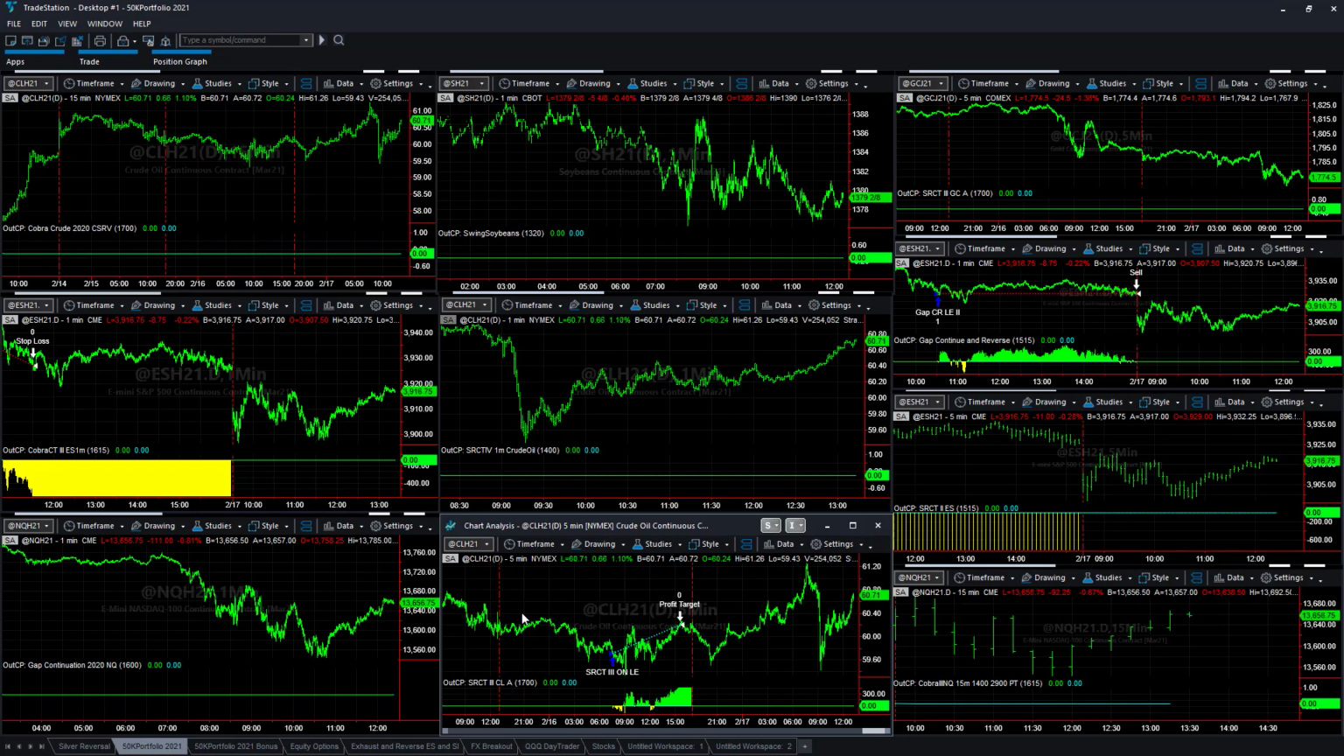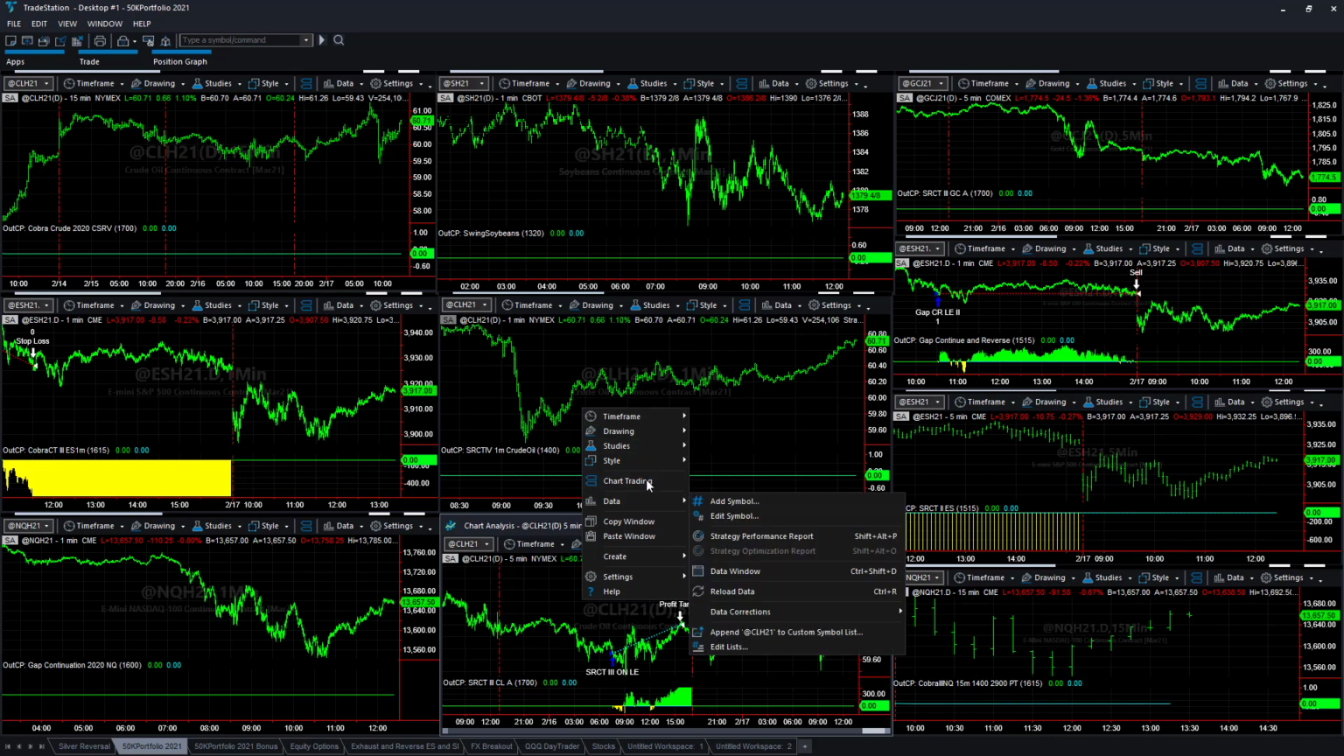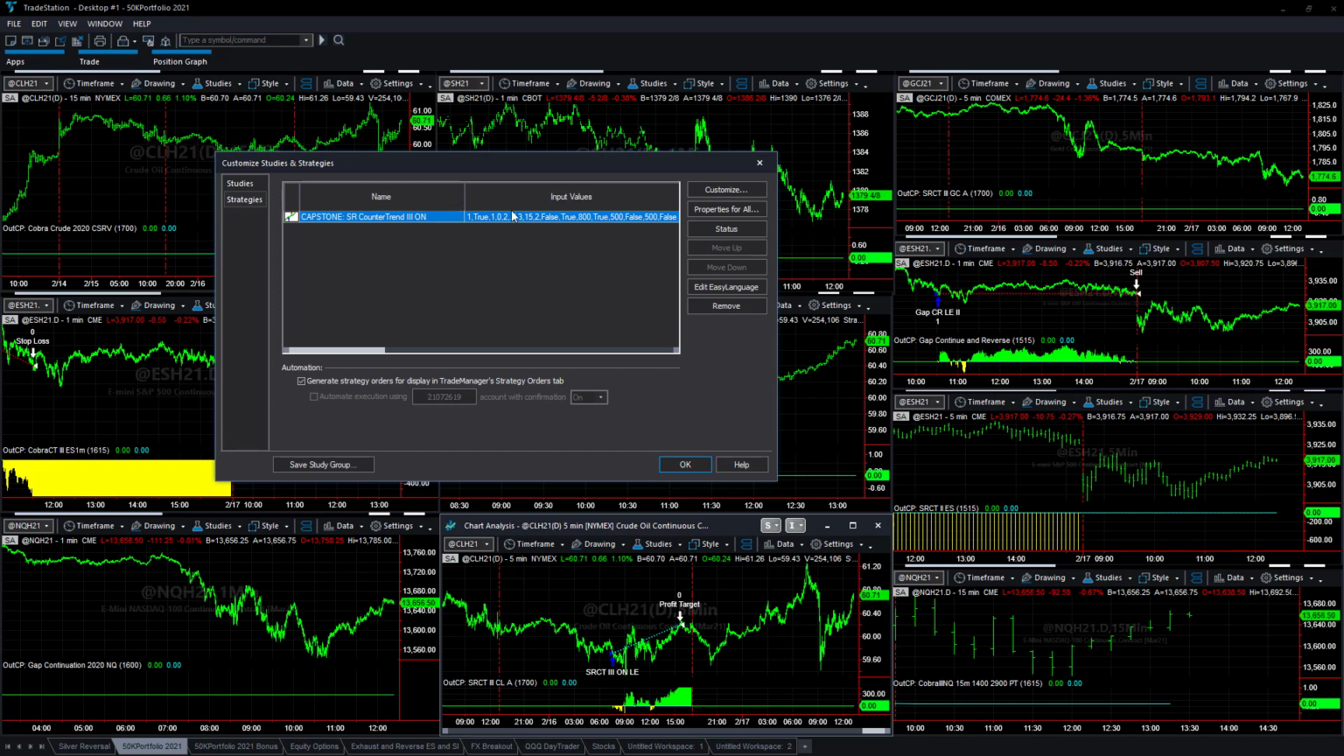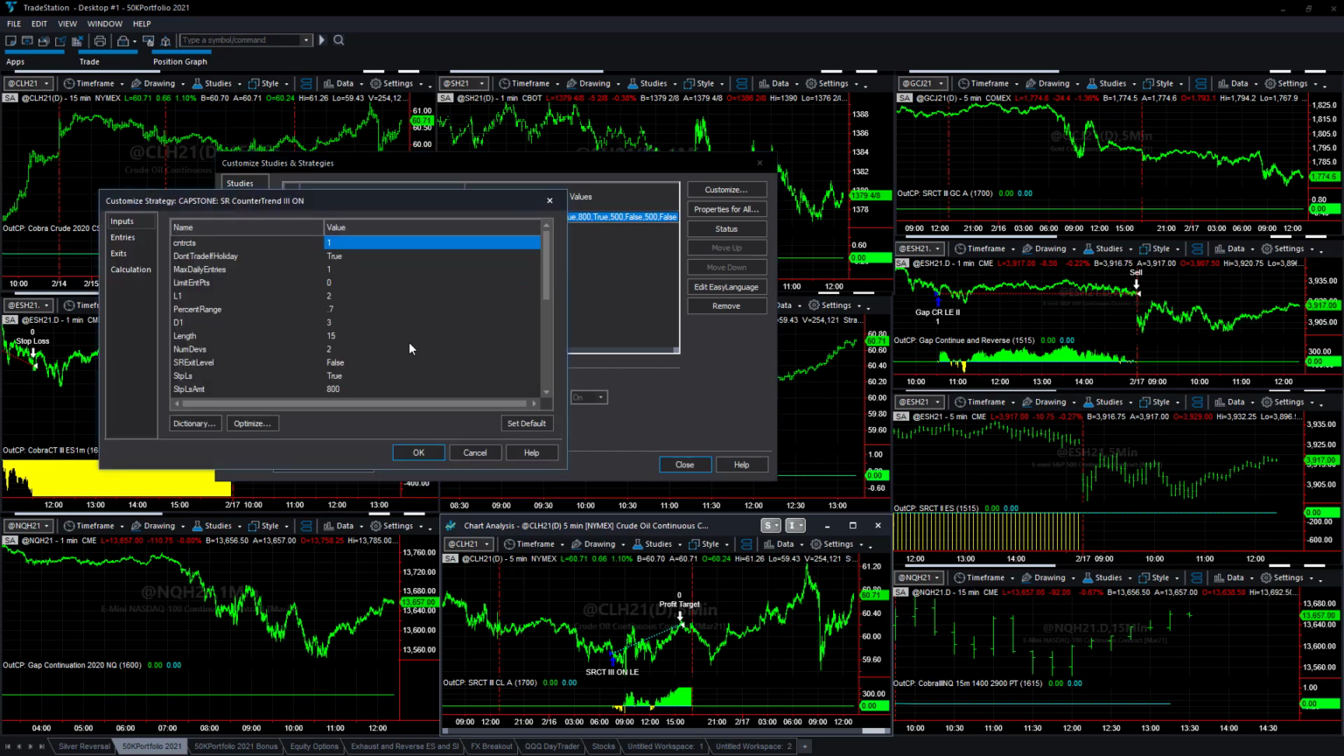I find that sometimes getting out at the end of the day limits our opportunity, so we hold it a little longer. Diversity, that's part of the diversity of this portfolio, is dip buying crude oil, and it can hold overnight and over the weekend. Right click, studies, edit strategies, and we can see the time frame for entries and exits.